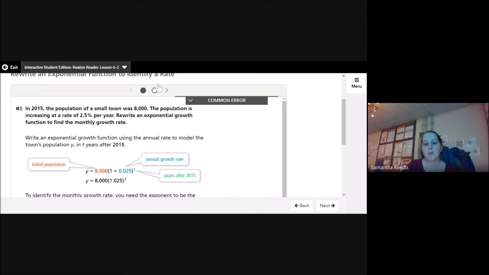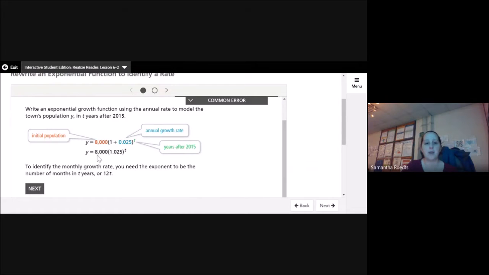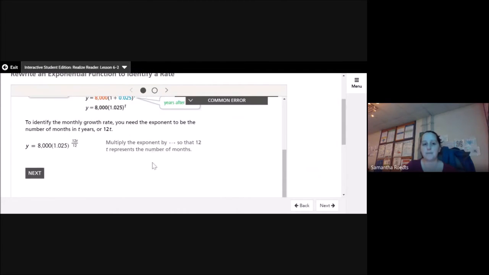My initial population was 8,000. Then I have 1 plus that 2.5% changed to a decimal, 0.025, and then T is years after 2015. Okay, so I have Y equals 8,000 times 1.025 to the T power. To identify the monthly growth rate, you need the exponent to be a number of months in T years, or 12 times T. So multiply the exponent by 12 over 12 so that 12T represents the number of months.